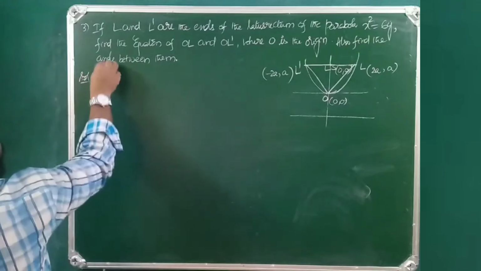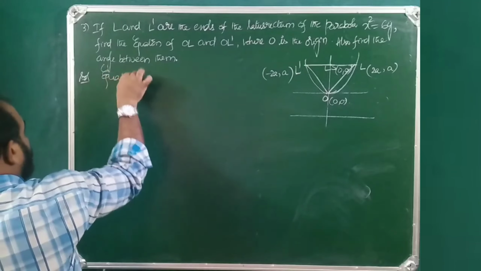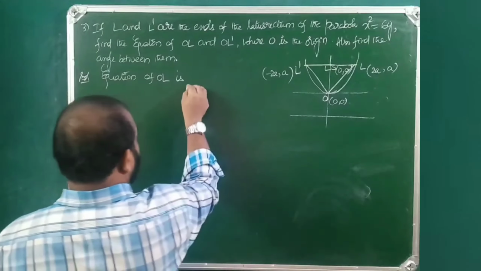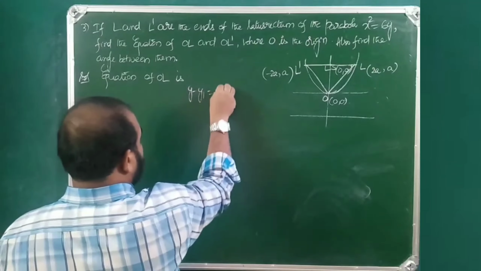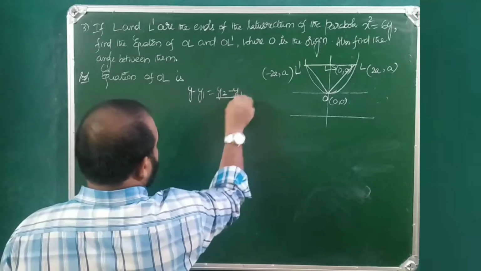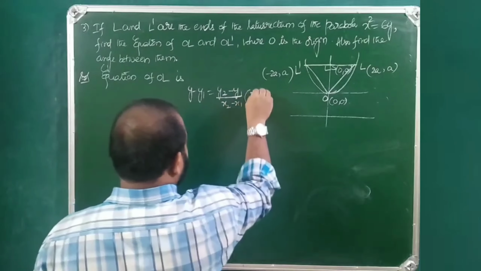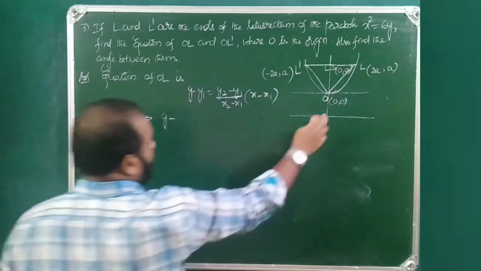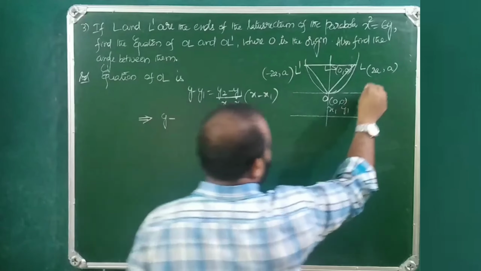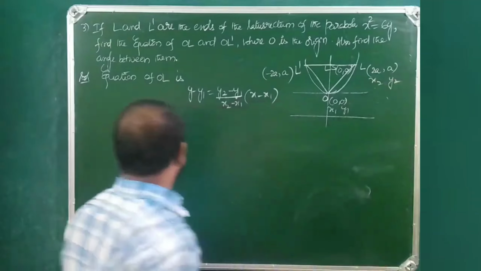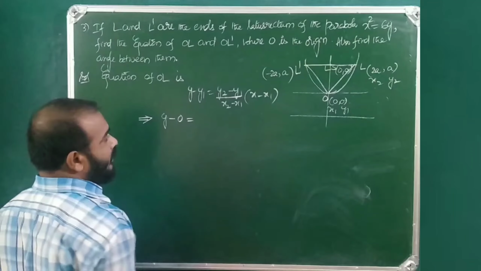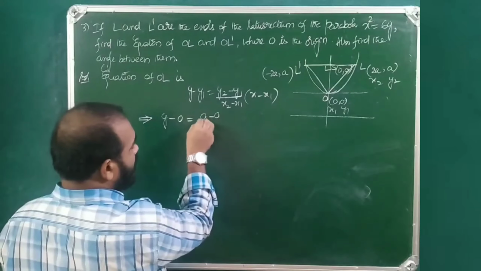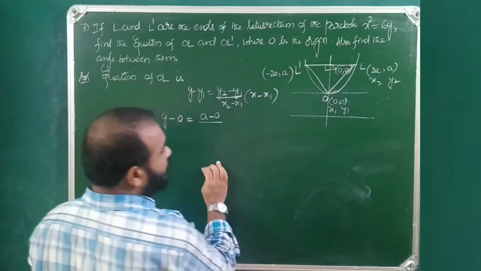Solution. So the equation of OL is y minus y1 is equal to (y2 minus y1) by (x2 minus x1) into (x minus x1). So this implies, this is (x1, y1) and this is (x2, y2), so y minus 0 is equal to (y2 minus y1), so a minus 0 by x2 minus x1.